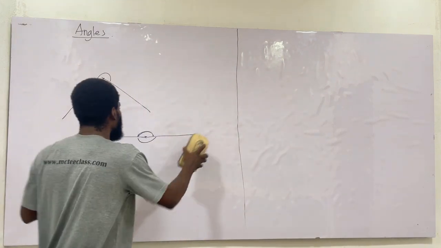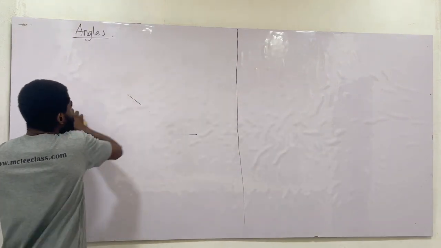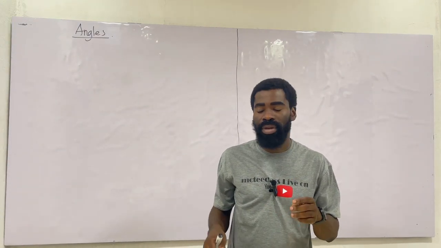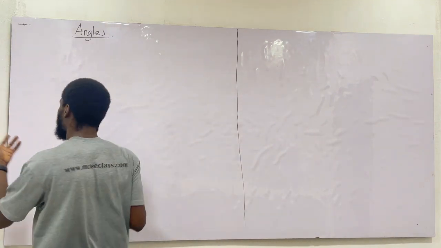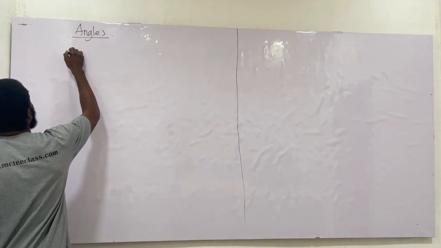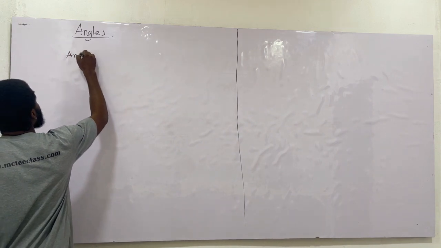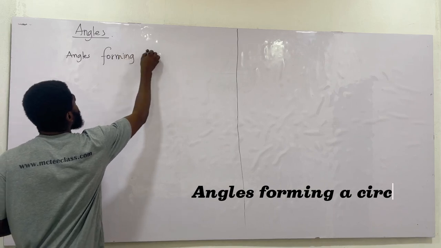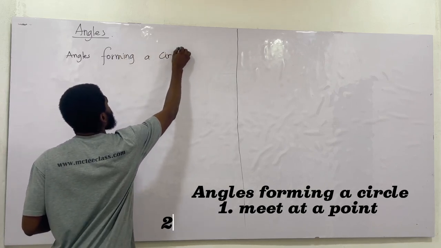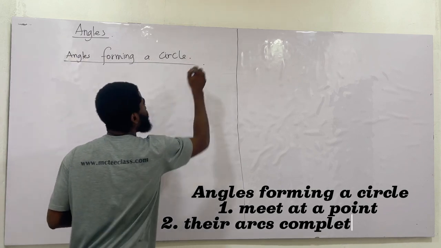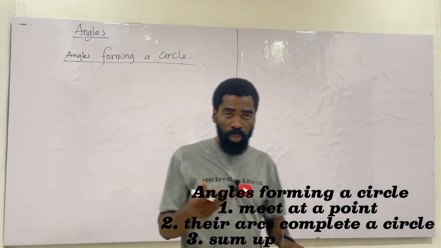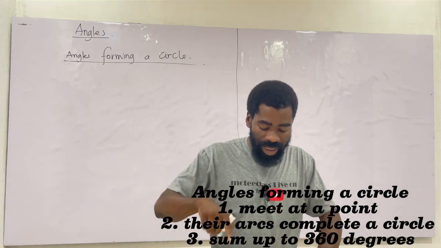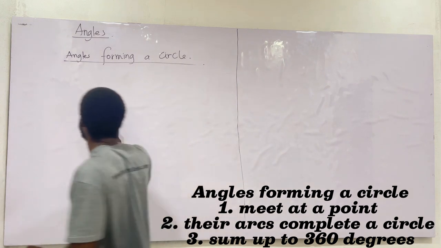Now, these are the things we are going to look at. The first one we'll look at is angles that meet at a point to form a circle, or angles forming a circle. All the angles must meet at a point, of course. So we first of all look at angles forming a circle. Angles forming a circle. They are meeting at a point. Of course, angles must meet at a point. If there's no point, there's no angle. You understand? The moment they meet, they form a point. So the angles must meet at a point.